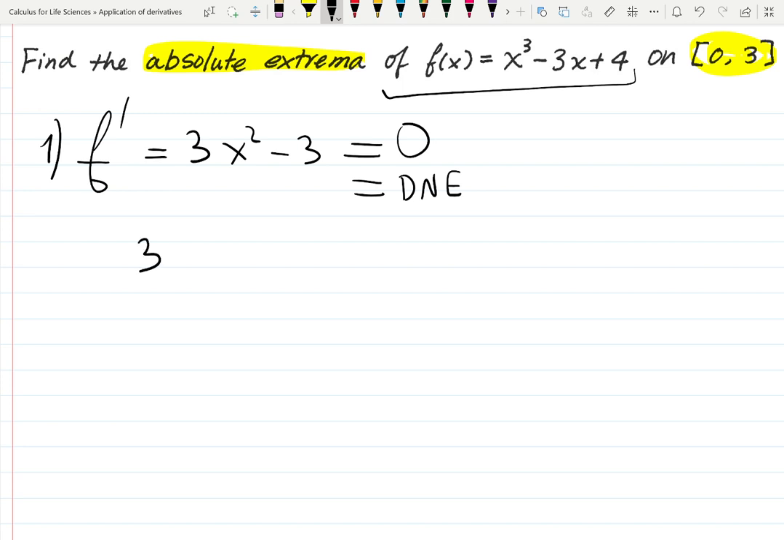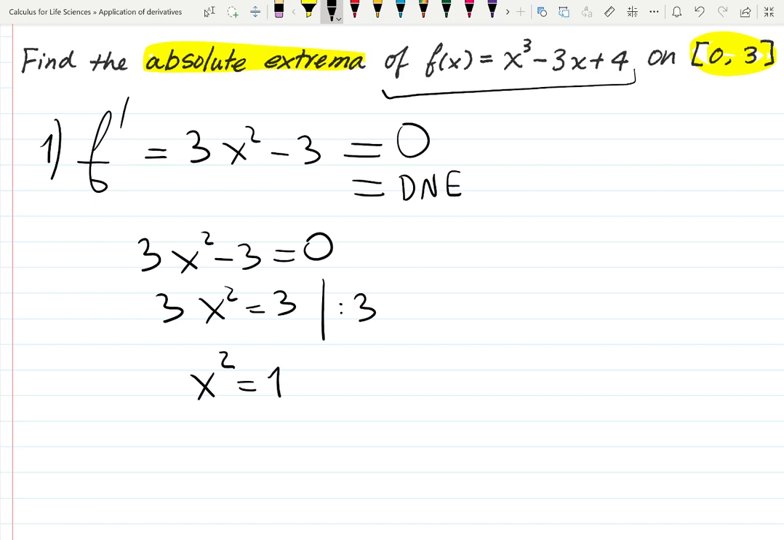0 points will be coming from 3x squared minus 3 equals 0. 3x squared equals 3. Move 3 to the right. Divide by 3. X squared equals 1. X is 1. Yes or no? No. Plus or minus 1, don't forget. A panda is crying somewhere if you forget a minus 1.